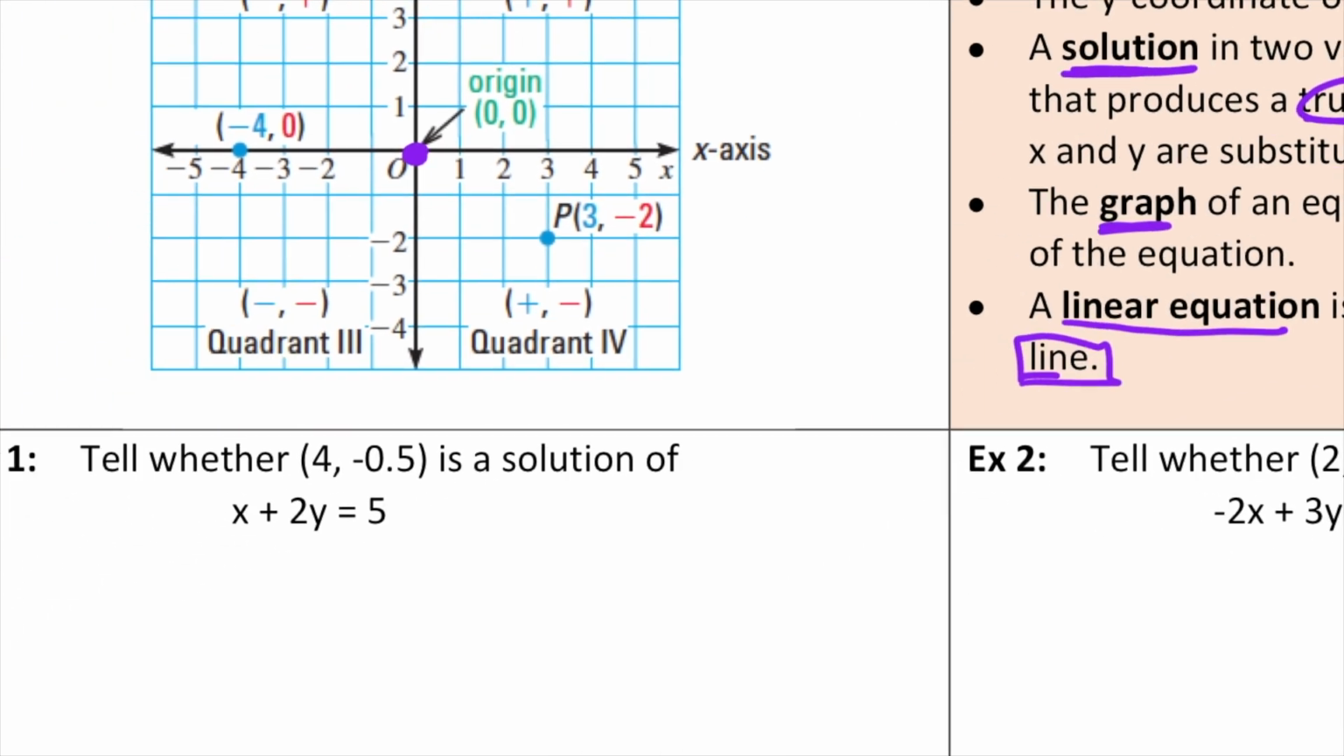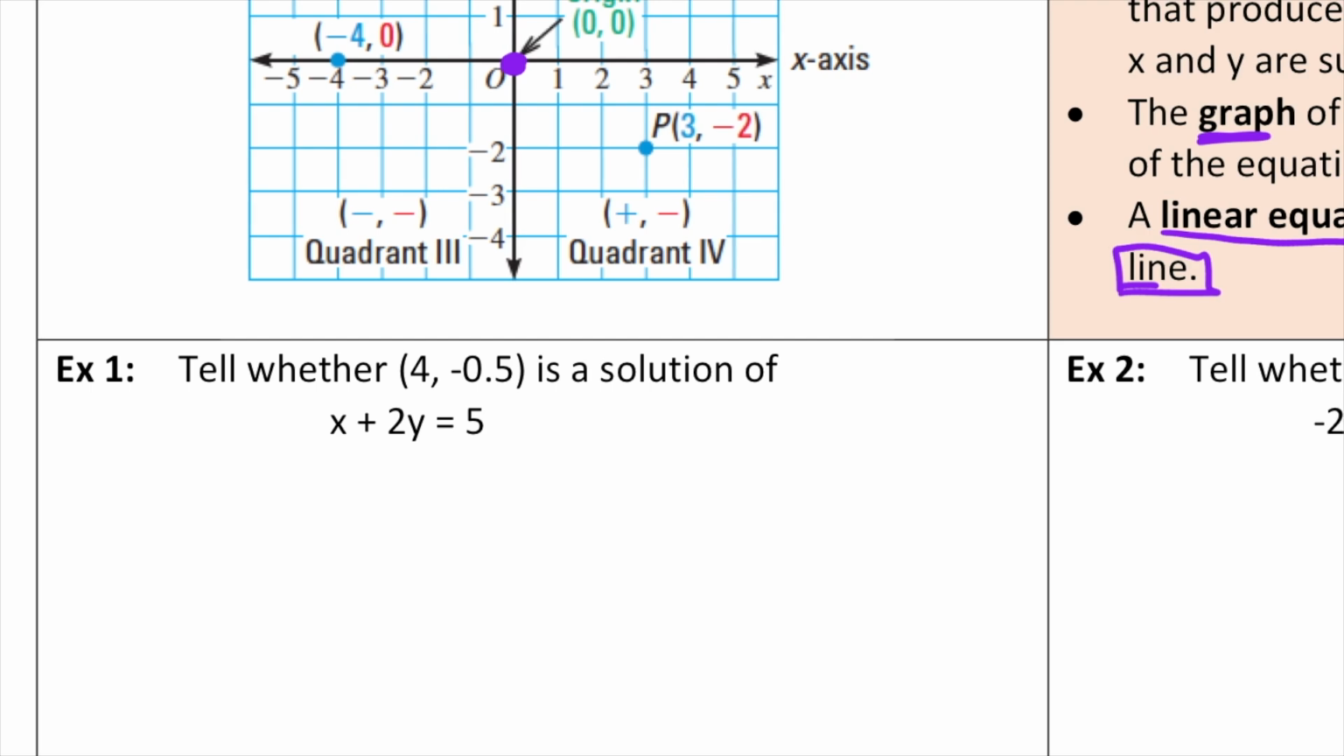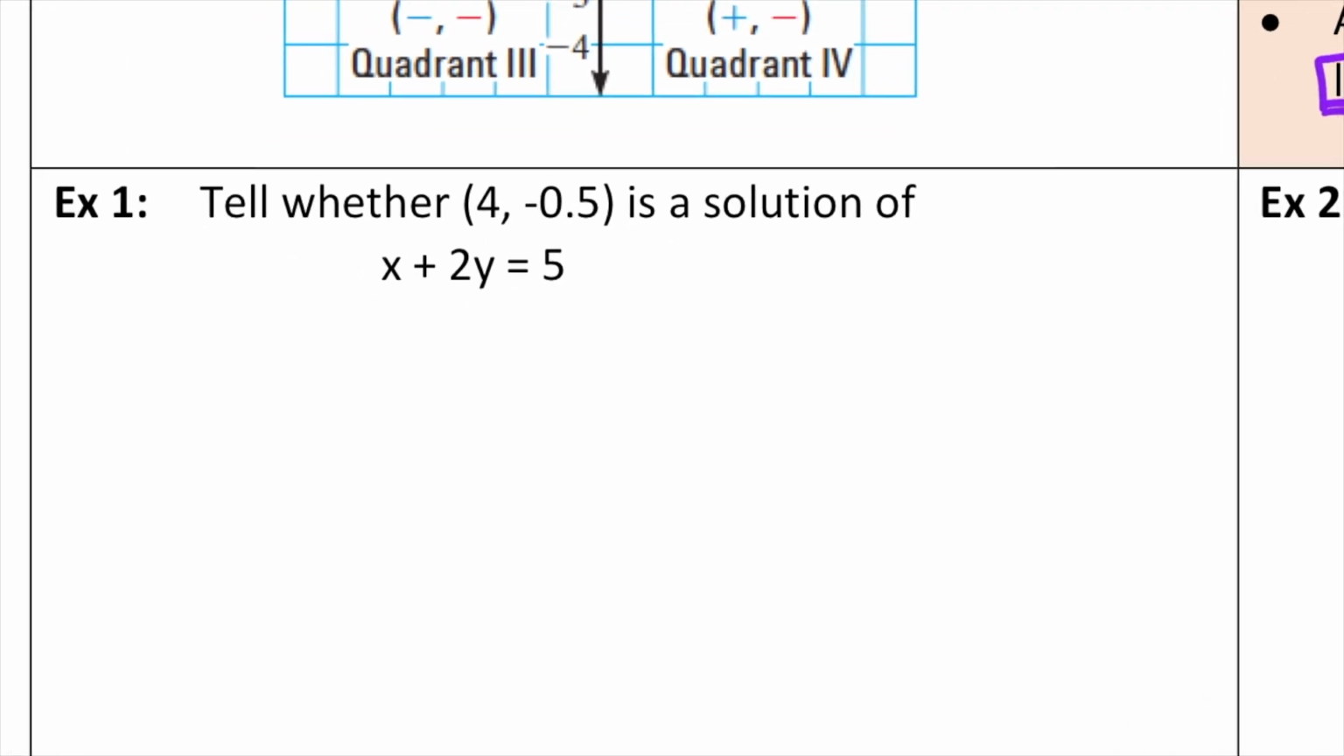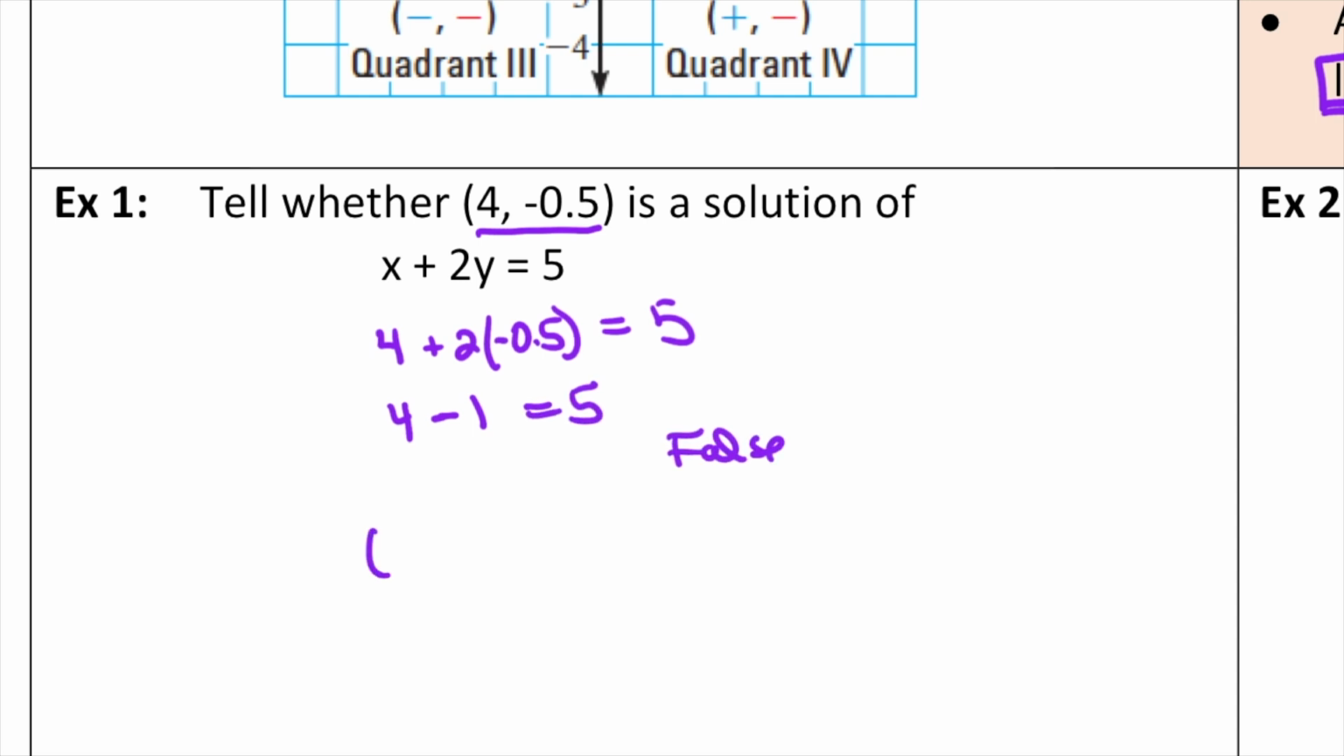So we've had a couple different equations. Some made V's, some made U's, and some make lines. For example 1, we're going to tell whether 4 and -0.5 is a solution. To do that, we substitute. Replace x with 4, replace y with -0.5. Does that equal 5? So let's see here. Is 4 minus 1 equal to 5? That is false. So we know that 4 and -0.5 is not a solution to this linear equation.